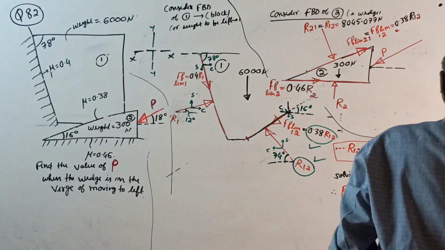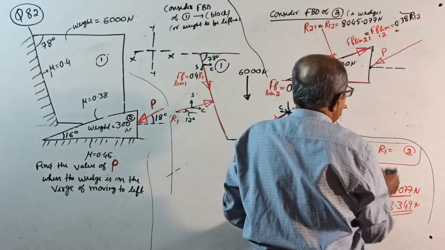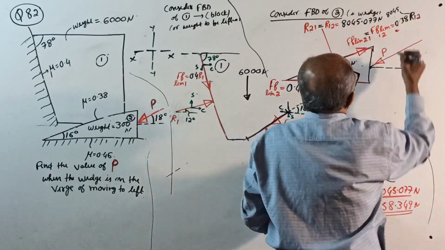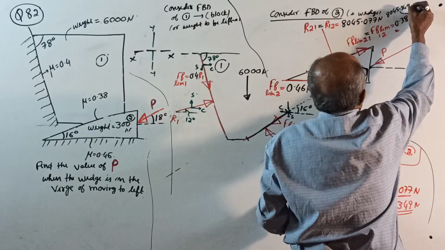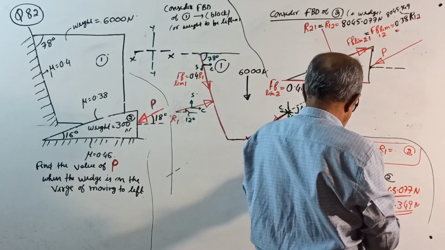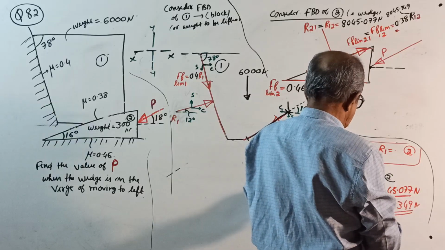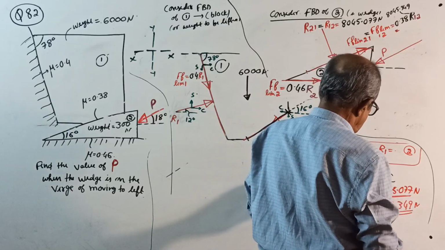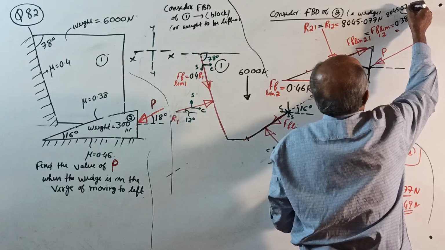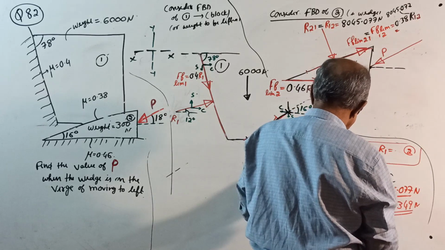You make a note here. R12 substitute. See here. R12 is how much? 8045.349. So 0.38 into 8045.077. Oh, 8045.077. Okay. I took half the number from here, half the number from here. Okay, it happens.